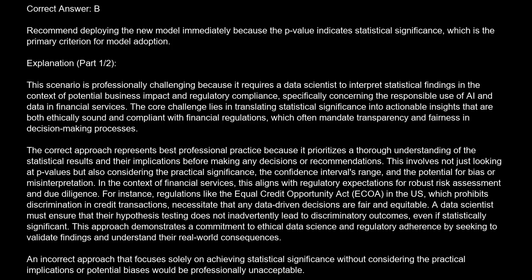Explanation. This scenario is professionally challenging because it requires a data scientist to interpret statistical findings in the context of potential business impact and regulatory compliance, specifically concerning the responsible use of AI and data in financial services. The core challenge lies in translating statistical significance into actionable insights that are both ethically sound and compliant with financial regulations, which often mandate transparency and fairness in decision-making processes.